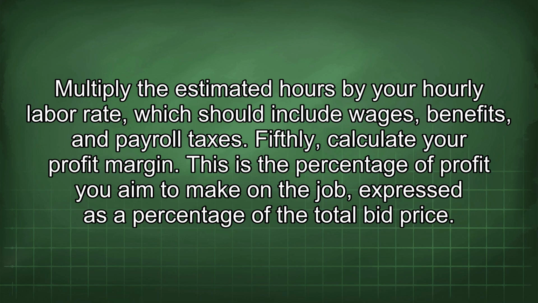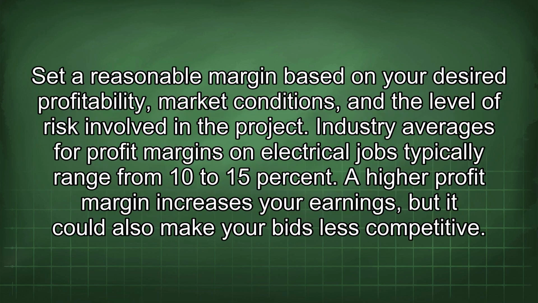Fifthly, calculate your profit margin. This is the percentage of profit you aim to make on the job, expressed as a percentage of the total bid price. Set a reasonable margin based on your desired profitability, market conditions, and the level of risk involved in the project. Industry averages for profit margins on electrical jobs typically range from 10 to 15%. A higher profit margin increases your earnings, but it could also make your bids less competitive.